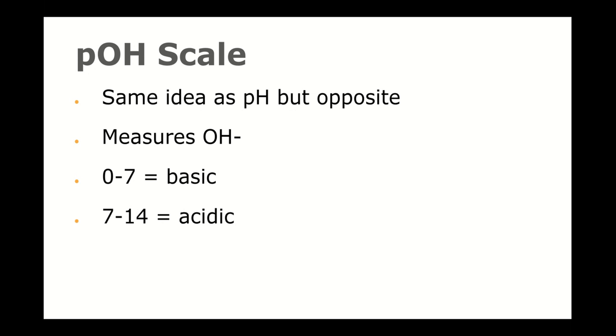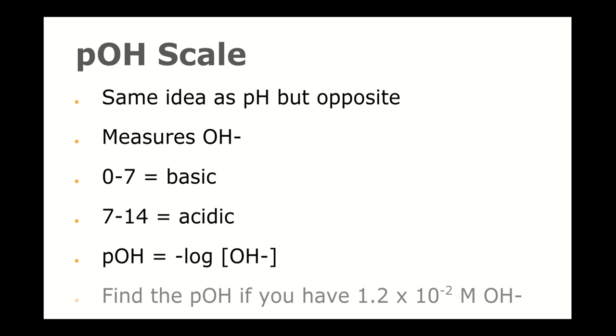Actually, 7 is right in the middle, so I didn't really type that in very well. Understand that 7 is perfectly neutral on this scale as well. So below 7 is a base, and above 7 is an acid. To calculate the pOH of something, all you do is take the negative log of the OH minus. So if you're given OH minus values, it's more convenient to find the pOH. If you're given H plus values, it's more convenient to use the pH. It's literally the same equation, and based on your calculator, type it in however you need to.